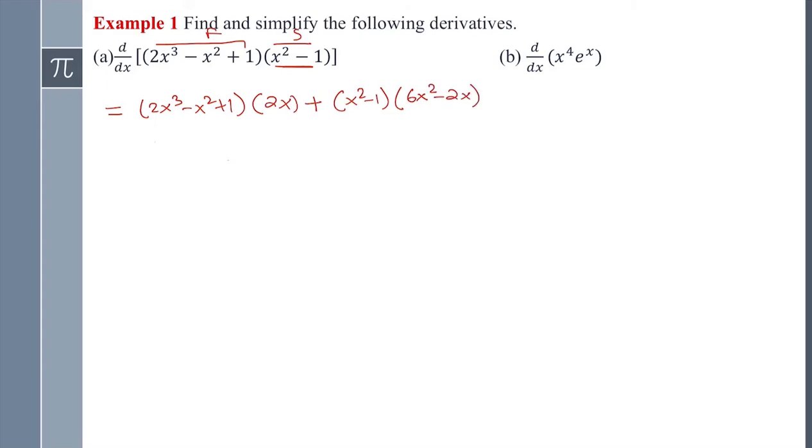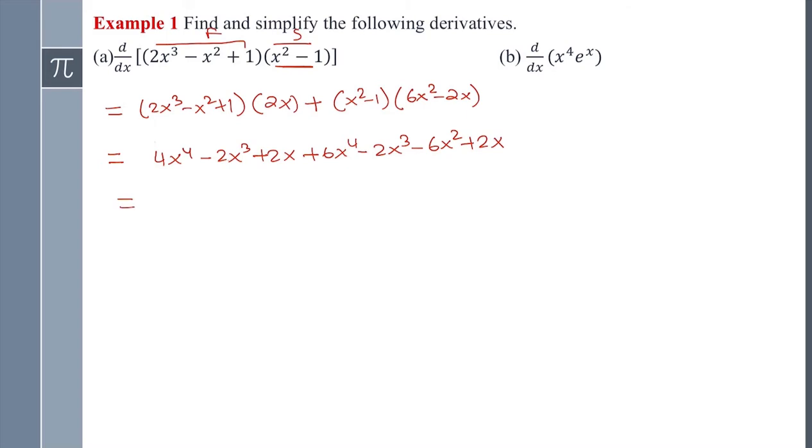Now all we need to do is multiply this and simplify the expression. So 2x cubed times 2x is 4x to the fourth. 2x times negative x squared is minus 2x cubed. Then 2x times 1 is 2x. Then x squared times 6x squared is plus 6x to the fourth. Then x squared times negative 2x is negative 2x cubed. And then negative 1 times 6x squared is minus 6x squared, then plus 2x.